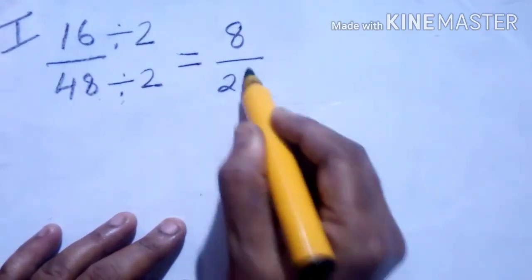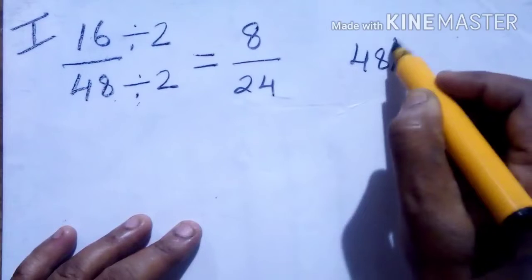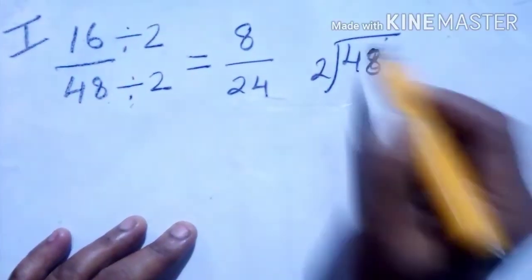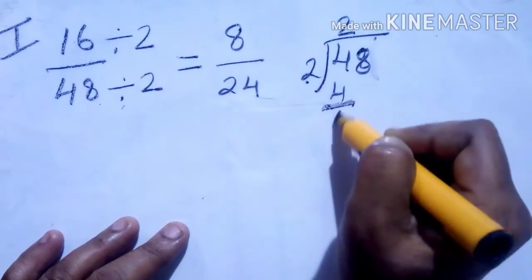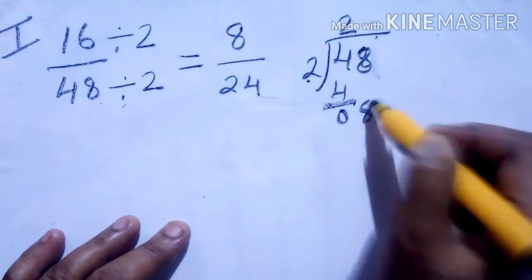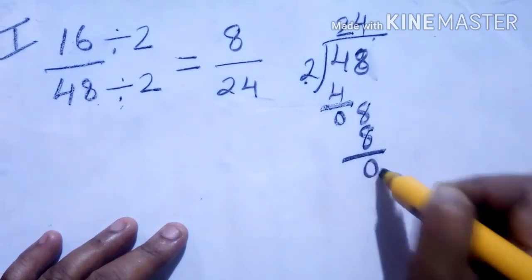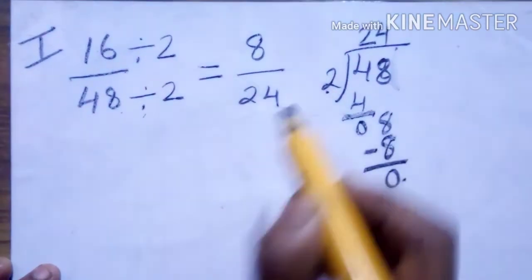If you want, you can see here. I will show you. 48 divided by 2: 2 times 2 is 4, subtract, 0. Bring down 8: 2 times 4 is 8, subtract, you get 0. So the answer is 24.